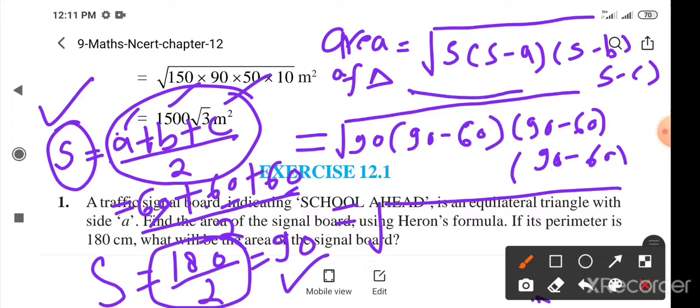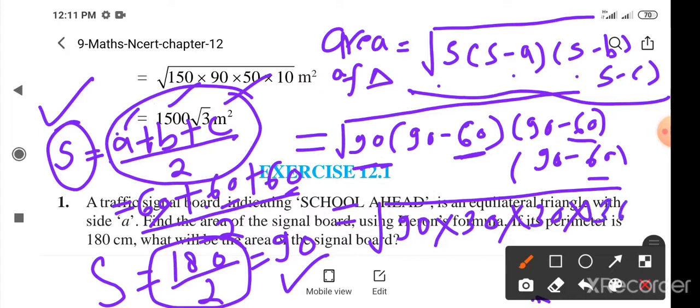Now the area of the triangle is under root S into (S minus A), (S minus B), (S minus C). You will put all the values: in place of S you put 90, and in place of A, B and C you put 60, 60, 60. Now you will solve it. It is 90, and if you subtract 60 from 90, you will get 30, you will get again 30, and you will get again 30.